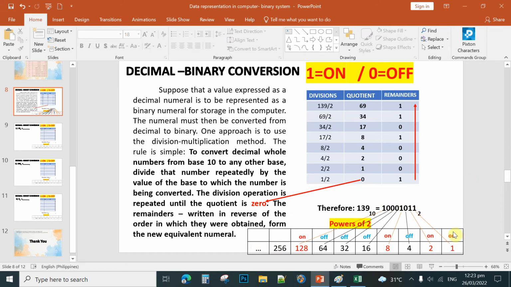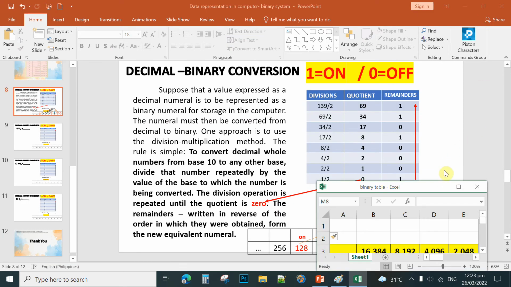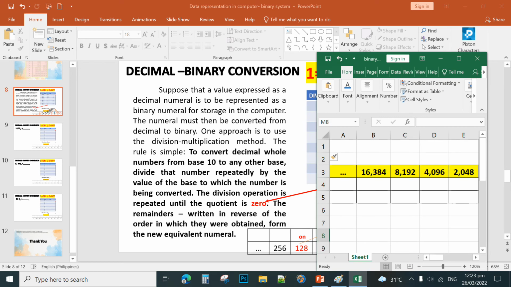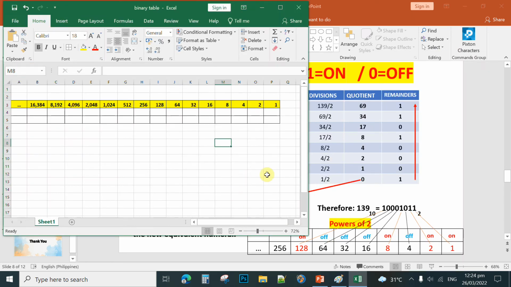If we are going to total the on digits, the first digit is 1. Okay, so let us have an Excel file and check if this is correct. Therefore, 139 in decimal is equal to 10001011 in binary. Let us write that here. The first digit, from left to right, is on. The next digits are 0, 0, 0, off, and then 1, 0, and then 1, 1.